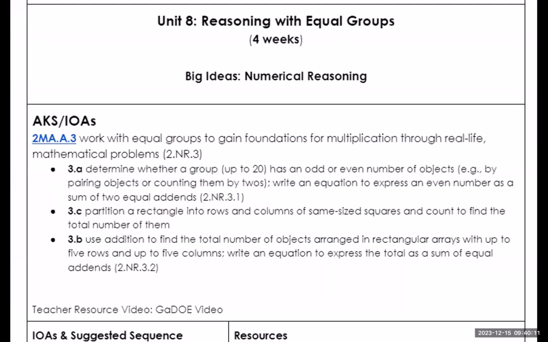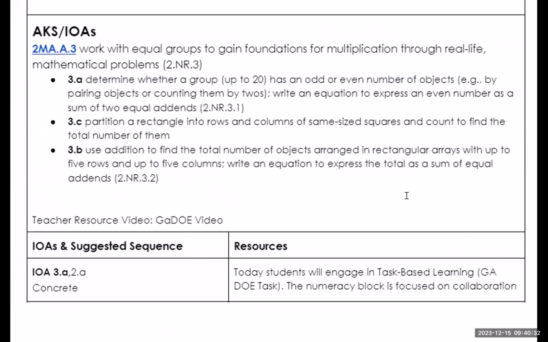In the box, which names the unit Reasoning with Equal Groups, you will see the suggested pacing. For Unit 8, we suggest 4 weeks. The big ideas in this unit are focused on numerical reasoning. The pacing guide is set up with a list of AKS and IOAs, which have been strategically clustered together. This is followed by our suggested pacing.